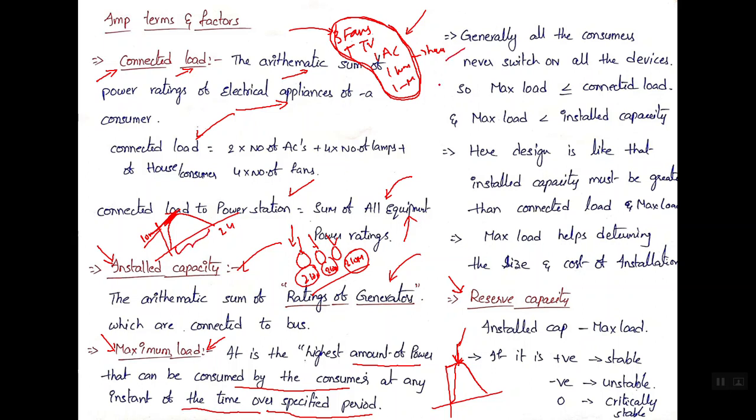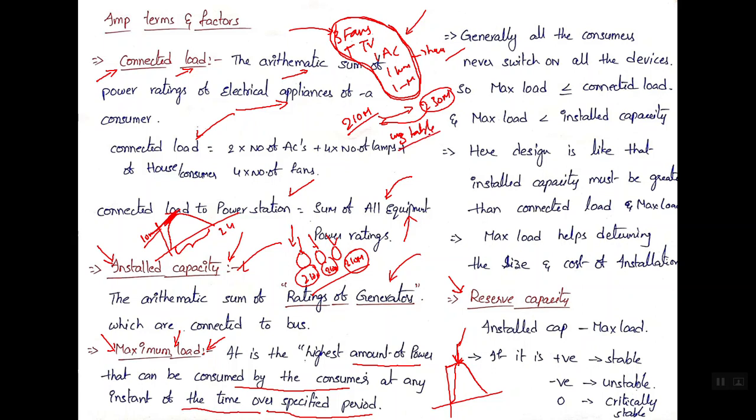Here generally what happens, friends? This maximum load is always less than the installed capacity. Then only the system will be stable. For example, if the installed capacity is 210 megawatts and the maximum load is 230 megawatts, then what happens? There is a failure of the grid. That means the system will be unstable.